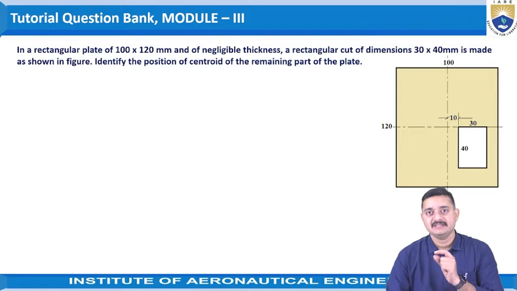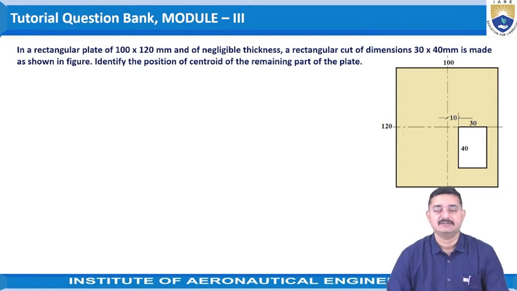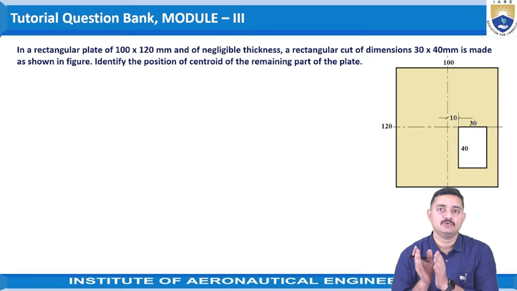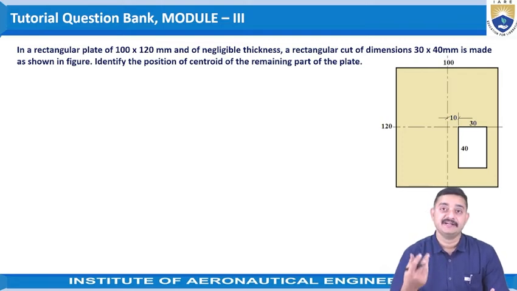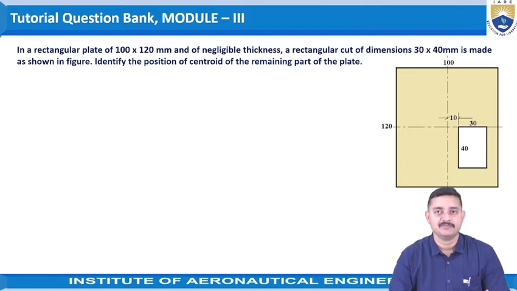For identifying the centroid of this given figure, as the first step, we give the axis. As the second step, there are two rectangles which we can see here, so we can divide this given lamina into two shapes, which are two rectangles. And as the third step, after identifying the x coordinates and y coordinates and areas of the individual rectangles, we need to apply the formula of the centroid.